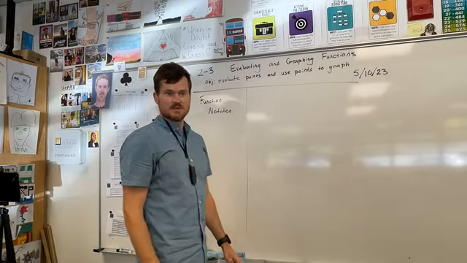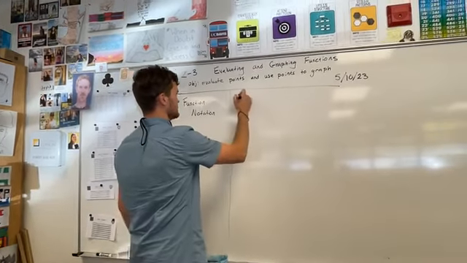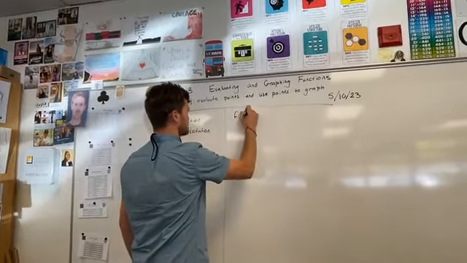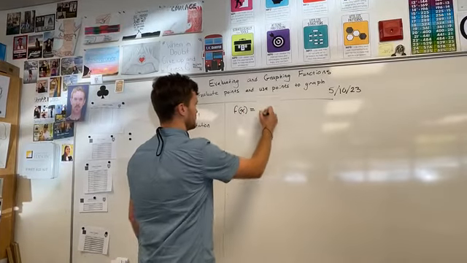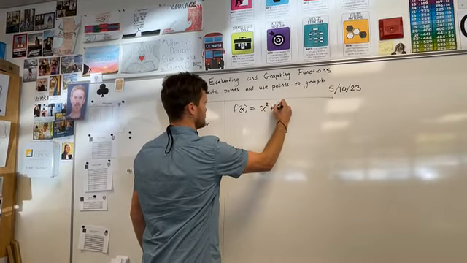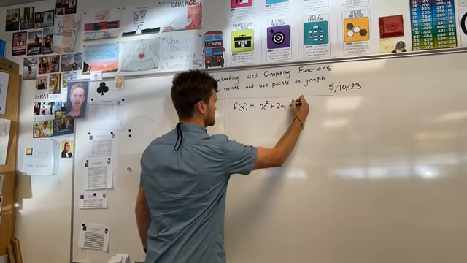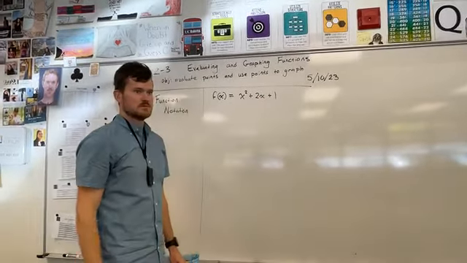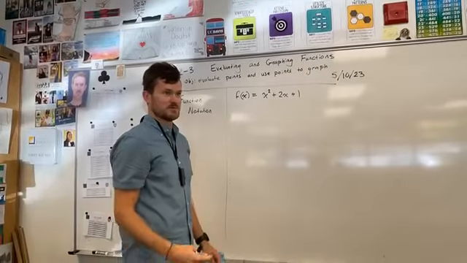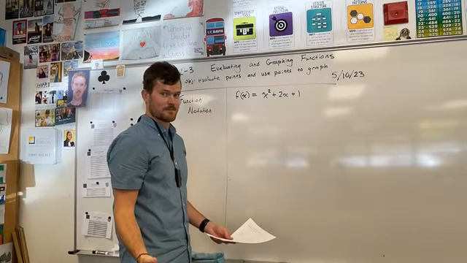So function notation means that I have a letter with an x. So I say f of x is maybe, I'm just going to make up, x squared plus 2x plus 1. This is a function. Do you guys know the difference between a function, expression, and equation?